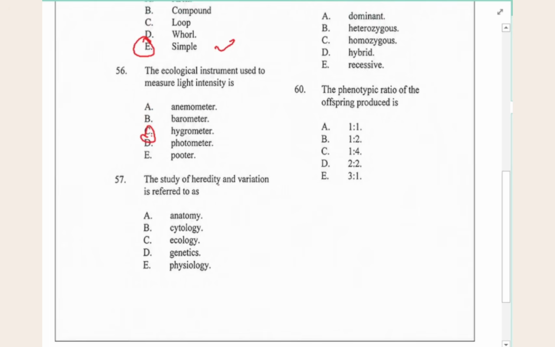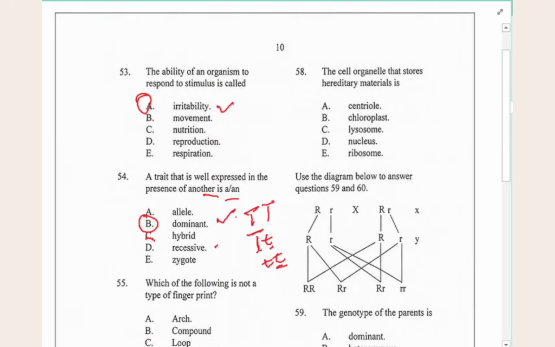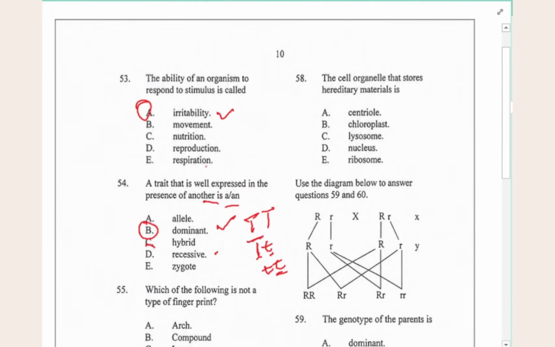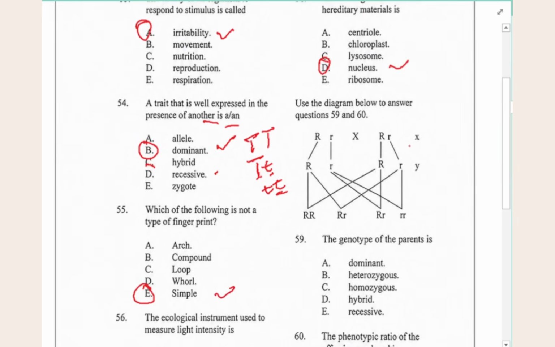And then 57, the study of heredity and variation is known as genetics. So that's the correct answer, option D. Study of heredity, transmission of genes from parents to offspring, and then variation, differences between individuals of the same species. Okay, and then number 58, the cell organelle that stores hereditary material is basically the nucleus. So that's that. And then number 59, use this diagram to answer.